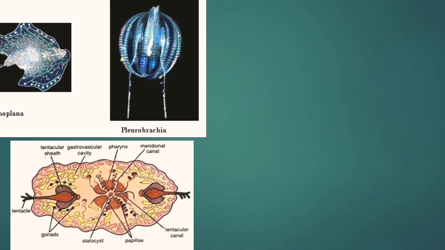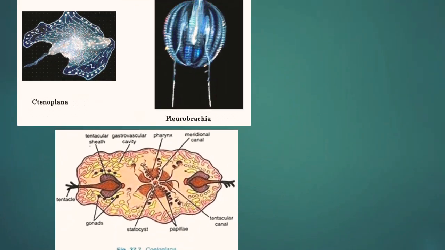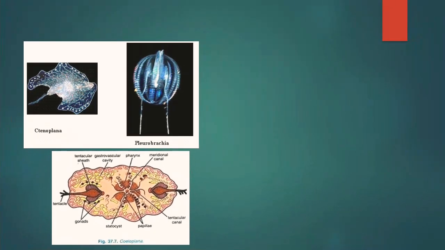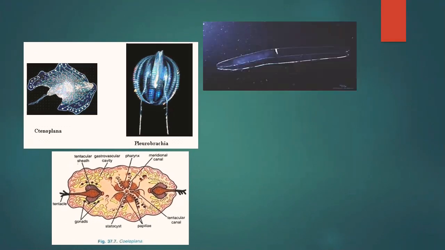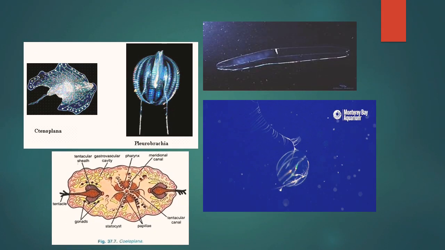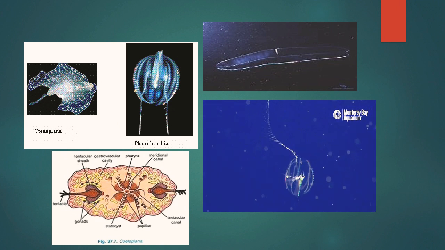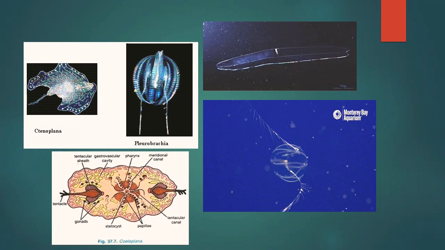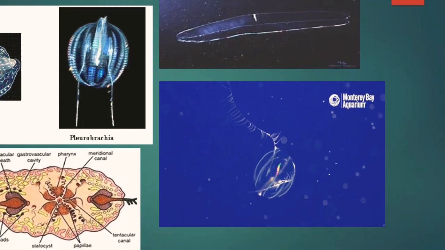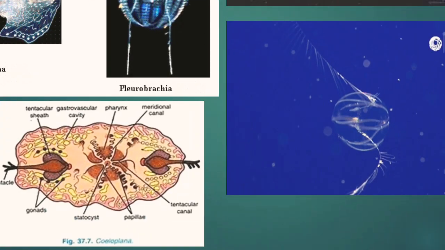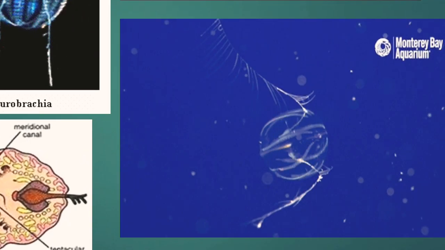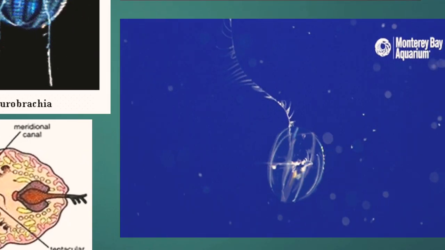Now coming to the next, this is the diagrammatic representation of Coeloplana, and another is Velamen, and this is another Pleurobrachia, which is freely floating. You can see the bioluminescence in their body. You can see the two tentacles, present near the aboral axis.